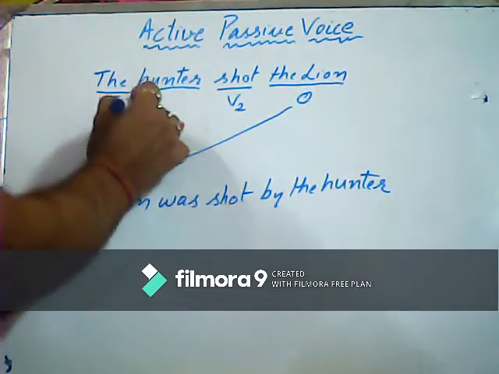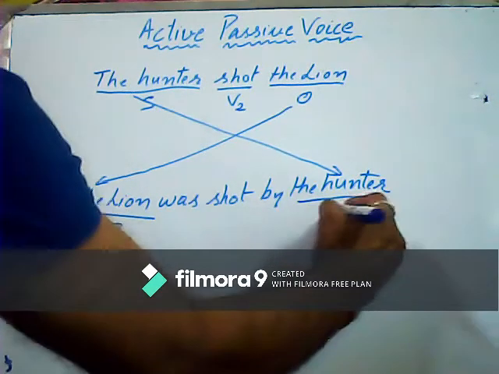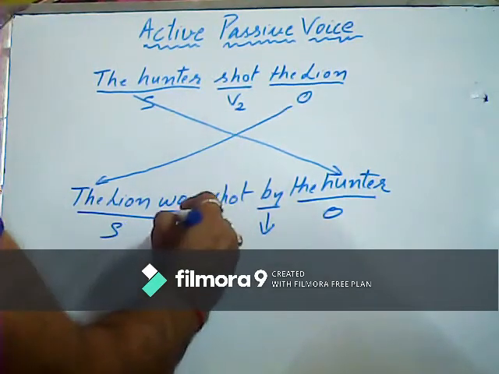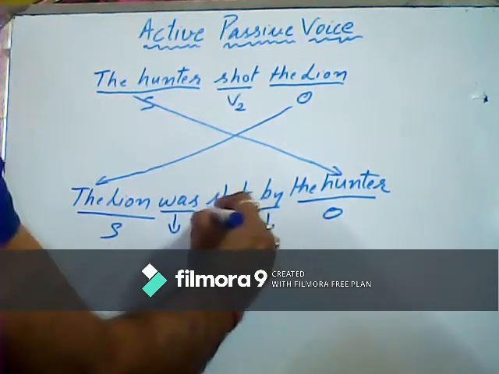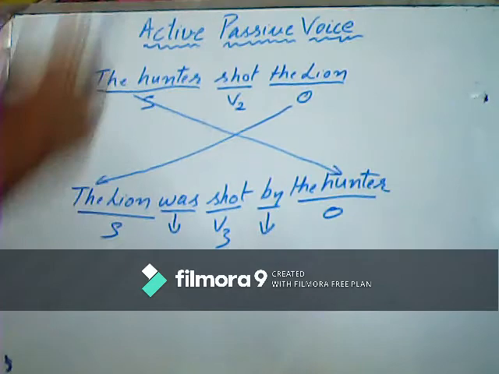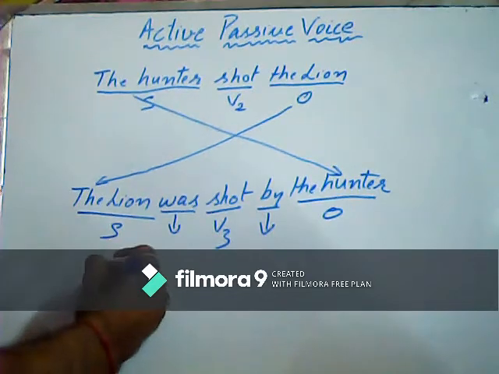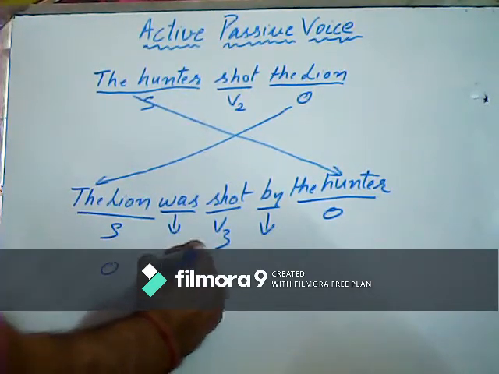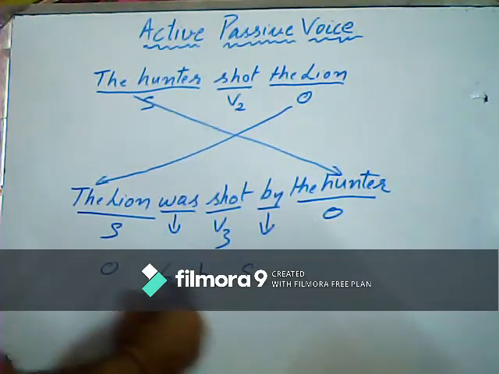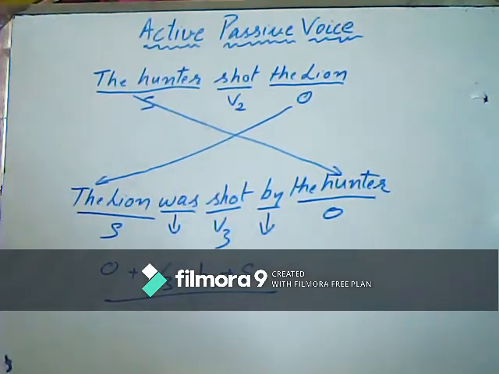Now the lion is the subject and the hunter is now the object, and we use by, which is very important. We use the past form of the helping verb and shot, that is called V3, the third form of the verb. So what is the sequence now? First the sequence was subject, verb and object. Now the sequence is object, third form of the verb, then by, subject. This becomes the sequence of the sentence when we change into passive voice.